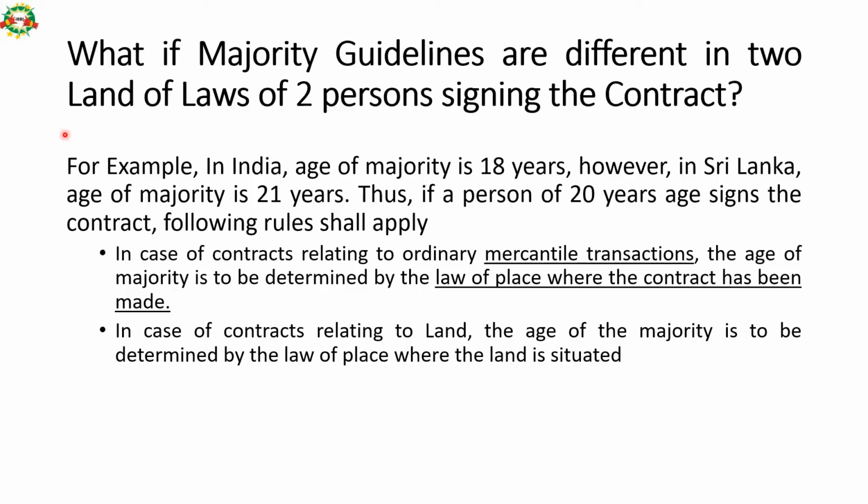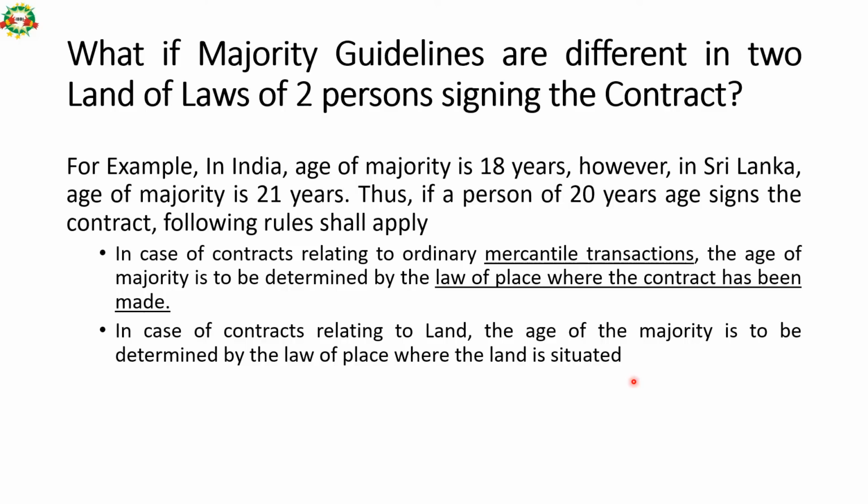So in case of contracts relating to ordinary mercantile transactions, the age of majority is to be determined by the law of the place where the contract has been signed. So this person can sign a mercantile contract if he is signing that contract in India, not in Sri Lanka. In case of contracts relating to land, the age of majority is to be determined by the law of the place where the land is situated.